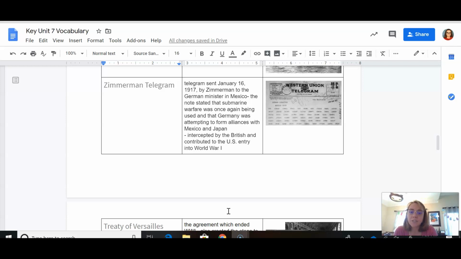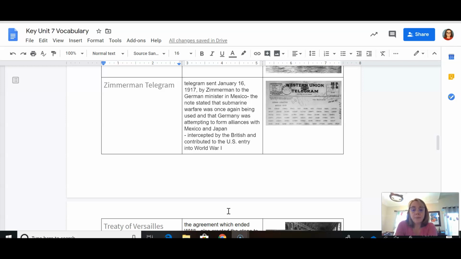Okay, the Zimmerman telegram. I know Ms. Stavalachi taught you guys about the Zimmerman telegram. So it's a telegram sent by Zimmerman to the German minister in Mexico, and it stated that submarine warfare was going to be used once again, and that Germany was going to attempt to form alliances with Mexico and Japan if the United States joined in the war, and that if that happened, when Germany won, which they were confident they would, they would force the United States to give Mexico back Texas, Arizona, and New Mexico, and parts of Southern California that they had taken during the Mexican-American War.